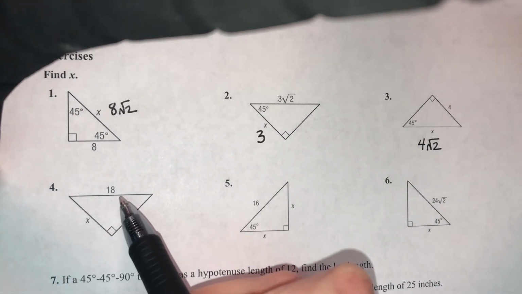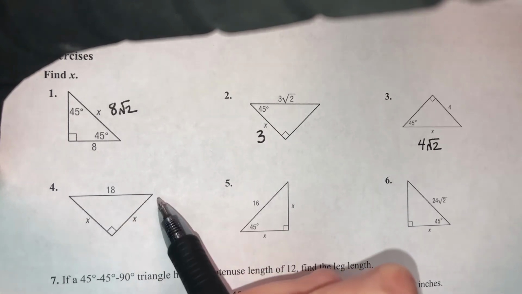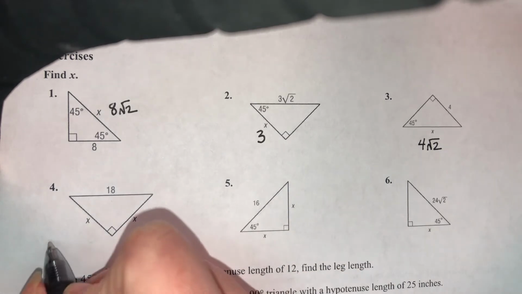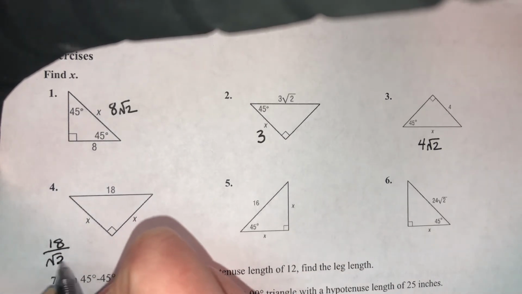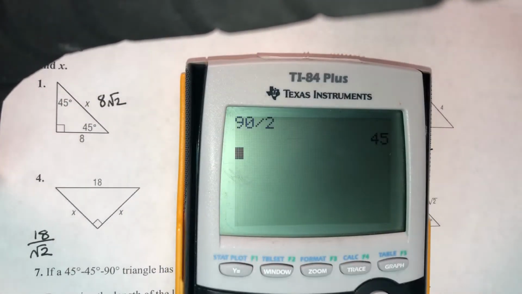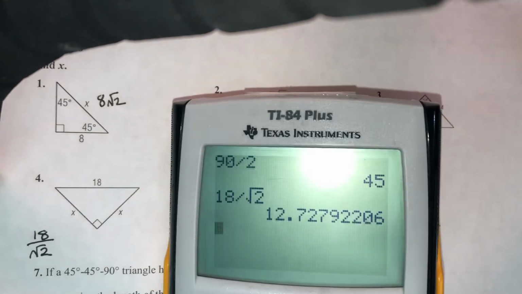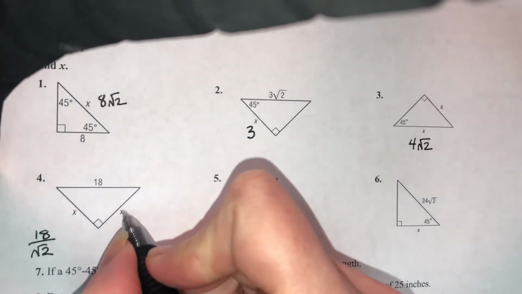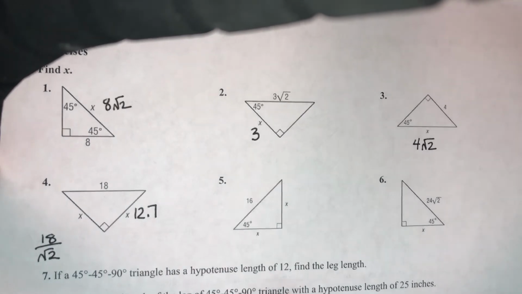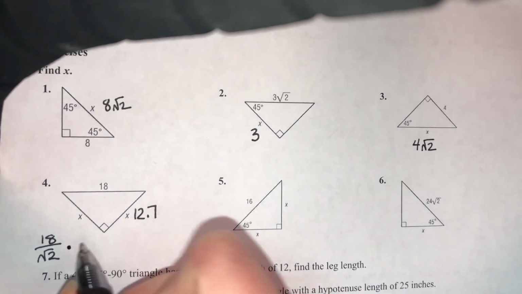Now this one, I have 18 is the hypotenuse. This is the longest side across from the right angle. So I have to divide by the square root of 2 to get the leg. If you just type 18 divided by the square root of 2 in your calculator, you'll get 12.7, which is fine. You can put that as your answer. That's an approximation. If you want to use your algebra knowledge to simplify the radical, you'll remember that you don't leave square roots in the denominator.